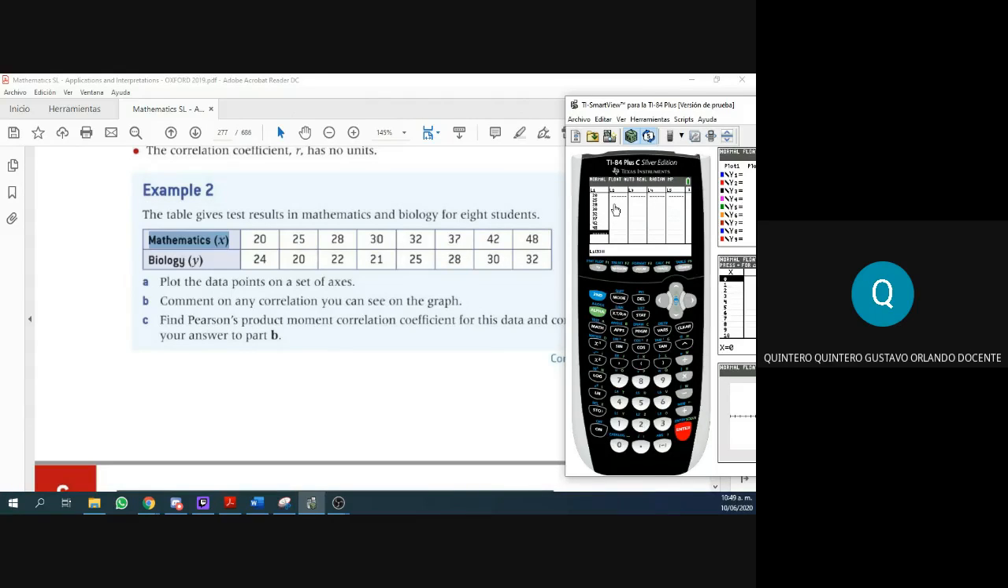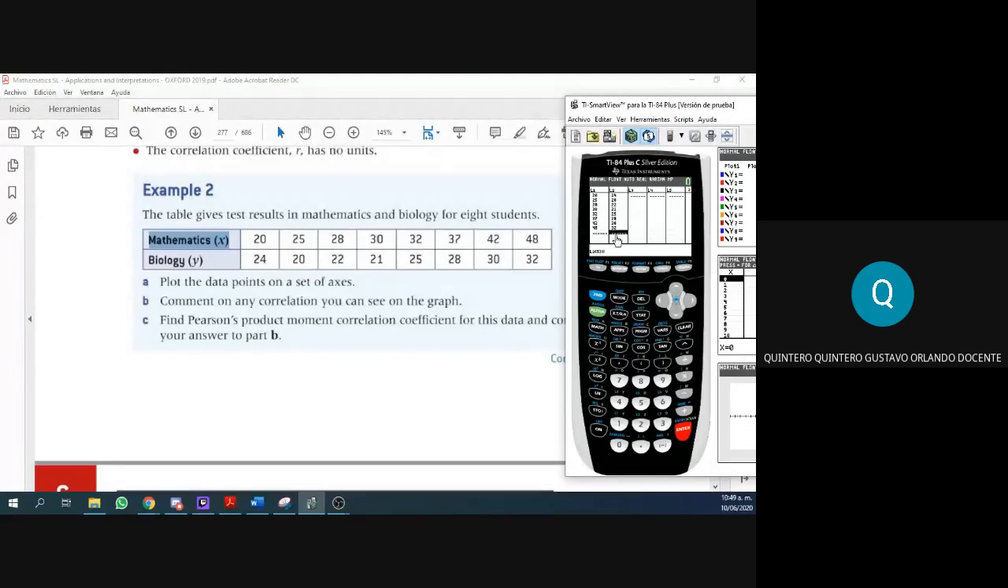Right? From here, let's move to the second column and introduce the information of the second line. We have biology here. So we can write all that information there. 24, 20, 22, 21, 25. 25, 28, 30, and 32. Beautiful. Double check the information just in case you made a mistake.